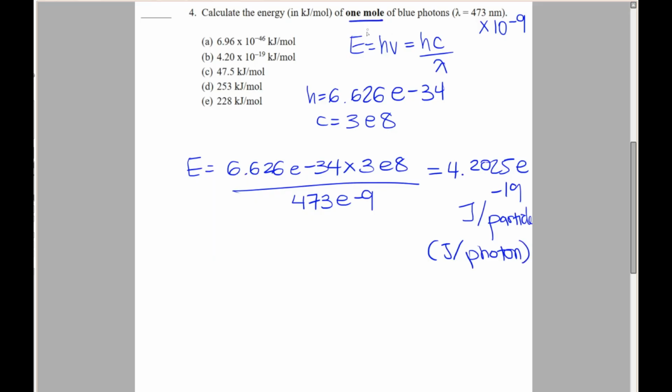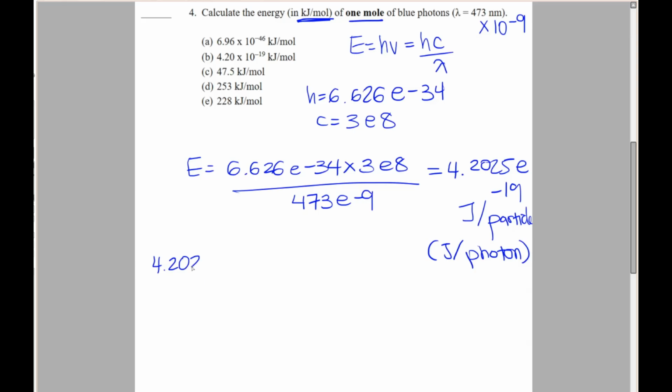But we're asked for 1 mole of photons. We're not asking for just 1 photon in particular. The question wants us to find the energy of 1 mole of photons. So we need to do a bit of dimensional analysis first to convert joules to kilojoules here. And then second of all, we have to convert it to find the energy of 1 mole from just 1 particle. So to do that, we could start off with what we got from this energy equation.